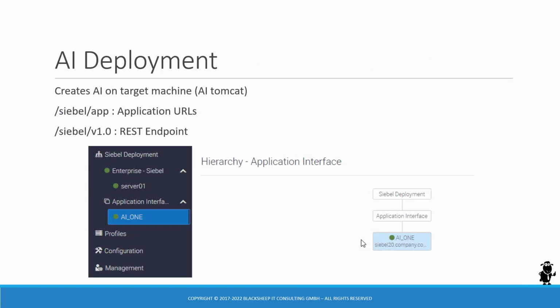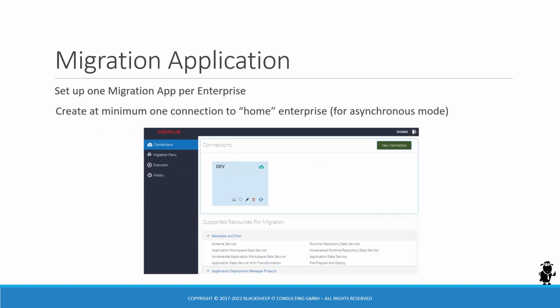AI deployment happens similarly. You go to the deployment page, you click plus, choose application interface, and you specify a valid AI machine, which must host an external Tomcat. On successful deployment, you have two URLs you can use, Siebel/app for the application URLs and Siebel/v1.0. At the time of this recording, there's no other version number for the REST interface. And you can use that REST interface or that REST endpoint address to set up, for example, the migration application.